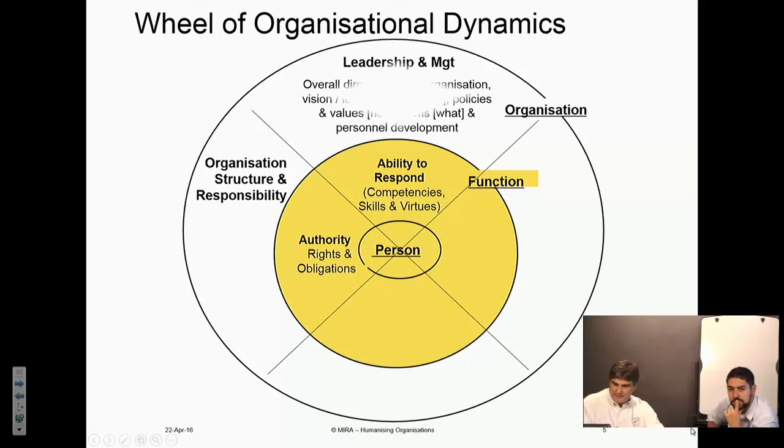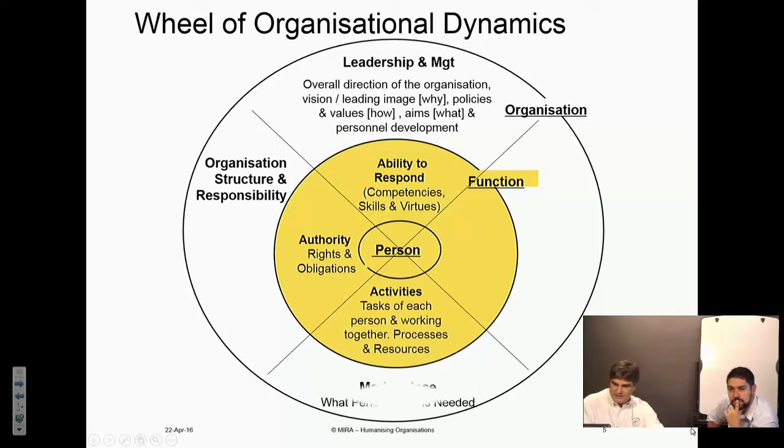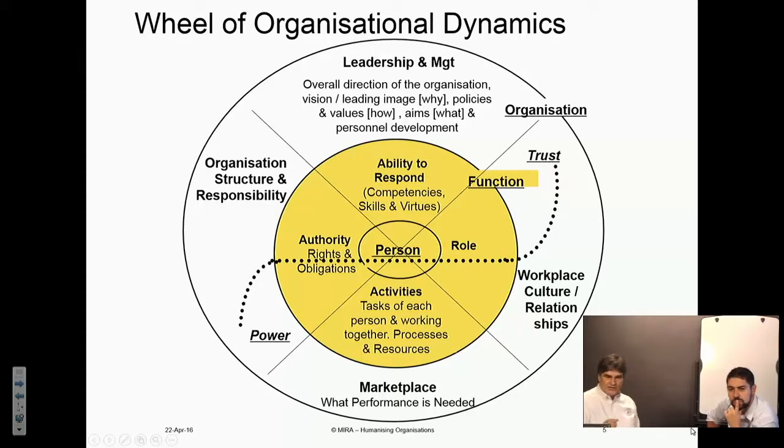And let me just bring up those so you can understand it. So what it's highlighting is that the organisation has a leadership and management component. It has an organisational structure, power, and all the way through to workplace culture, and that's one continuum. Yep. And then at the bottom there's a marketplace.